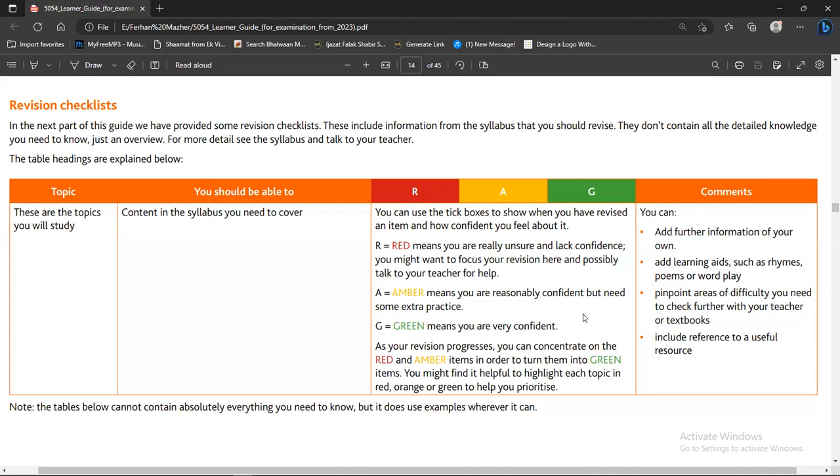The fourth column is of the comments. You can add further information of your own, add learning aids such as rhymes, poems, or word play, and pinpoint areas of difficulty you need to check further with your teacher or textbook. Include reference to a useful resource.